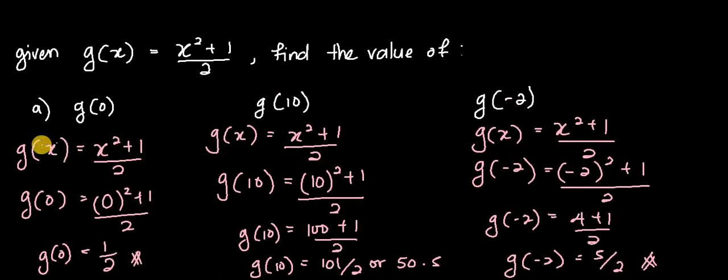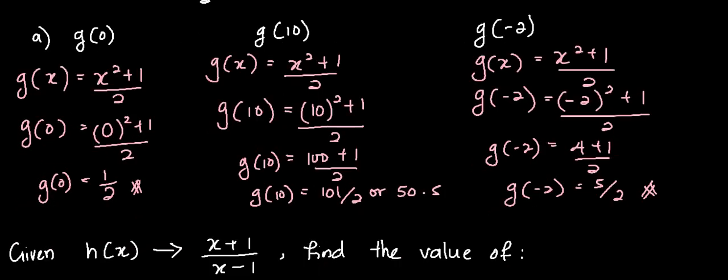Like here, g of 0, the 0 I'm just substituting inside the x. g of 10, the 10 I'm just substituting inside this main equation. Negative 2, so this negative 2 I'm just substituting wherever I see x. That's how I find the value.